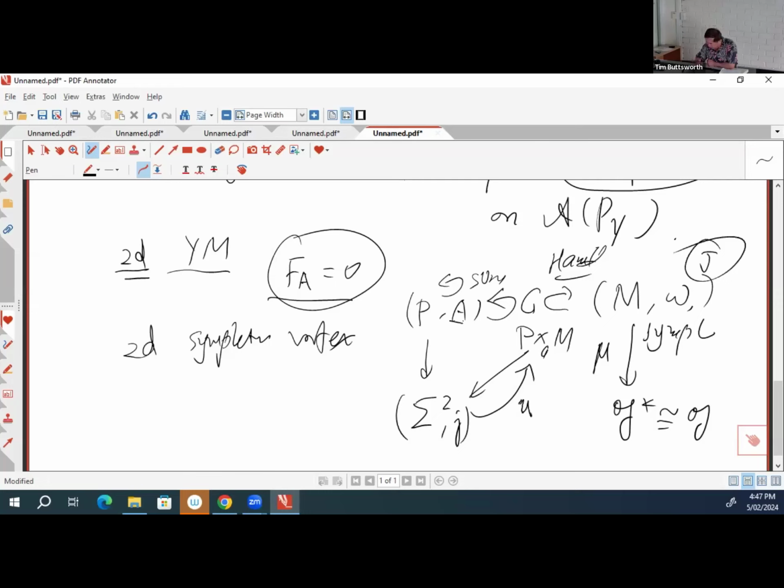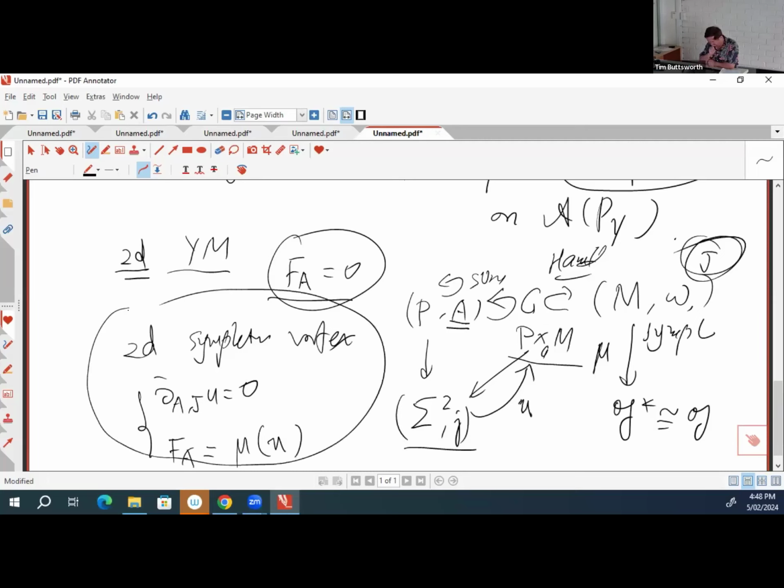This section uses the connection. You can split horizontal and vertical. Horizontal has the surface complex structure, and the vertical has the Kähler or symplectic structure. They have an almost complex structure, and you require that this is a holomorphic section. And then the second equation, instead of the curvature being flat, the curvature is related to the moment map, and again modulo this. So this is what I'm doing at the moment.